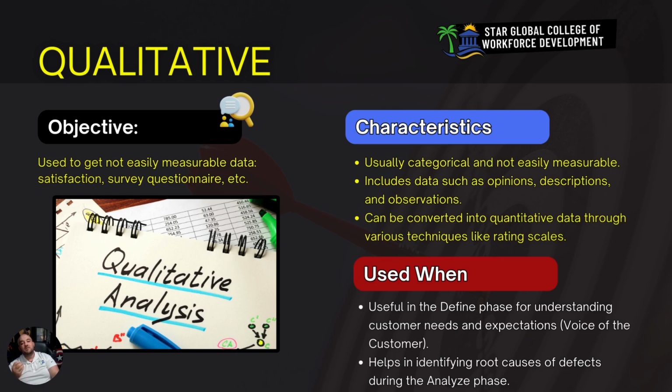It's used in the define phase for understanding customer needs. We talked about that voice of the customer, right? This is feedback that you can get, that customer input. It helps in identifying the root cause of defects during the analyze phase because we can use those metrics to draw assumptions or a hypothesis that guides our journey through continuous improvement.